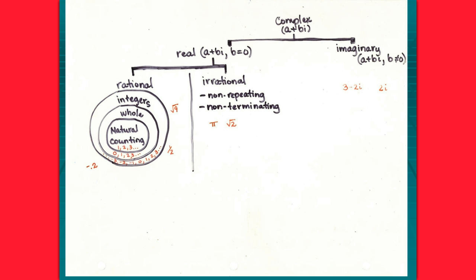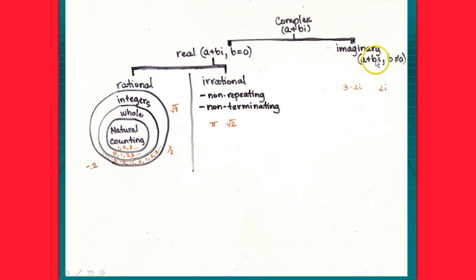So I pulled out our diagram from last year that I thought might be a great review for us of our complex number system. Remember, a complex number is anything that can be written in the form of a plus bi. So that includes both real numbers and imaginary numbers. In an imaginary number, the b value is not equal to 0.